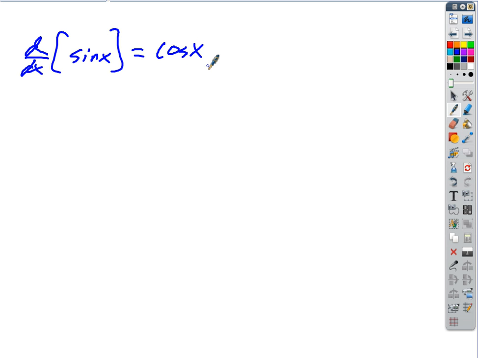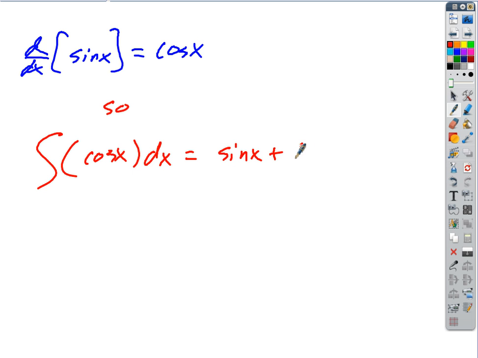So then we should be able to turn that around and say the integral, or the antiderivative, of cosine x equals sine x plus c. Very good. You've got to have the plus c. Okay, make sense? Yes. Okay. So for every one that we started with, we're going to get a corresponding antiderivative.